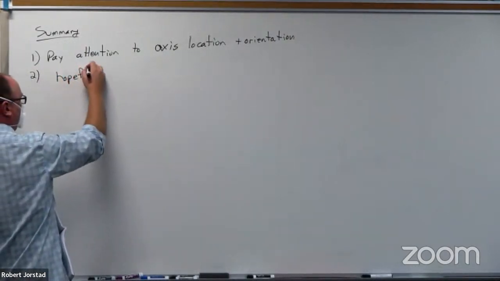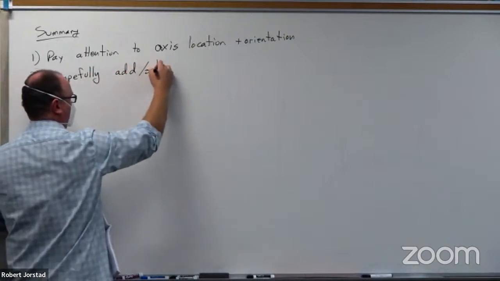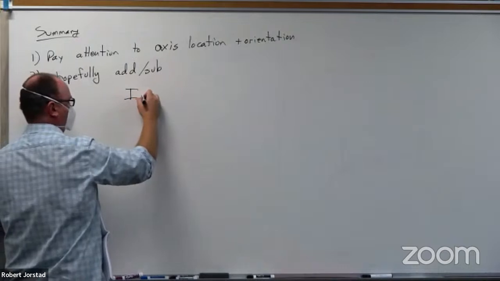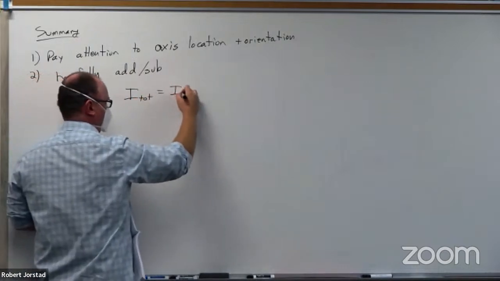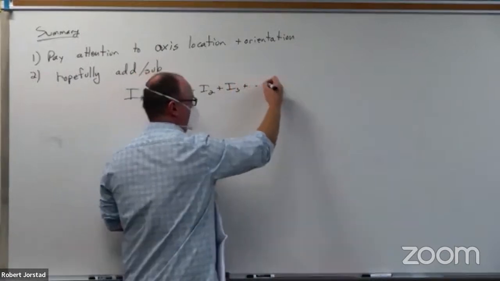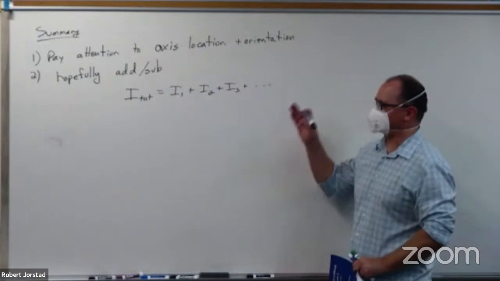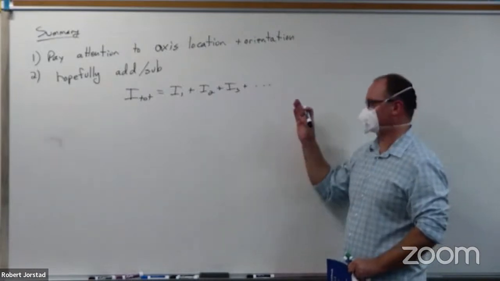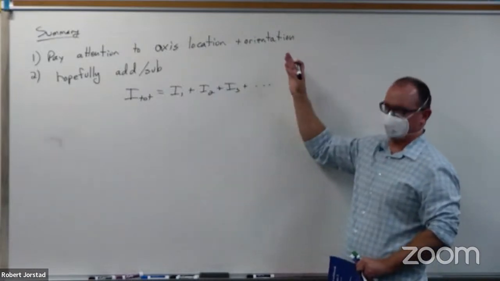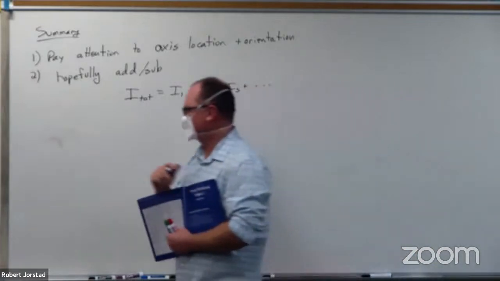Hopefully, you can add or subtract using I total equals I1 plus I2 plus I3. Split it into parts and just add them up. But remember, when you're doing that, you have to look carefully at each part and make sure you have the correct axis for each part. So that's basically grabbing things out of the table.